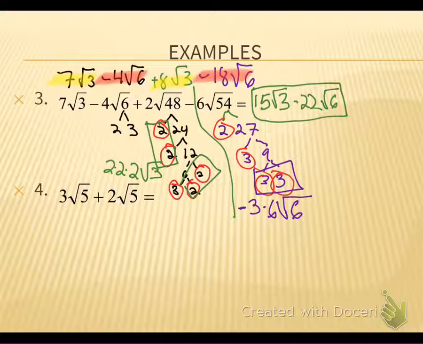Okay, our next one down here. Does it have the same stuff under the radical? It does, yep. Both have the square root of 5, so all we have to do is add the coefficients. 3 plus 2 is? 5. So our answer is going to be 5 square root of 5.